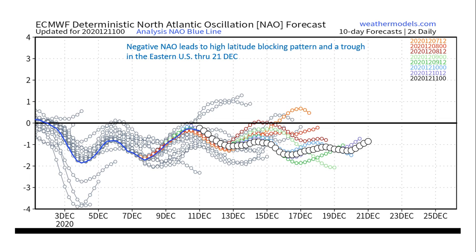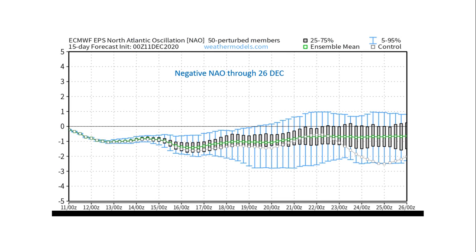European deterministic, showing again the white circle line. That's the forecast from today, the 11th of December, keeping it negative. NAO staying negative through the 21st of December. The European EPS NAO 50 perturb members forecast out through the 26th of December, just beyond Christmas, keeps things negative.